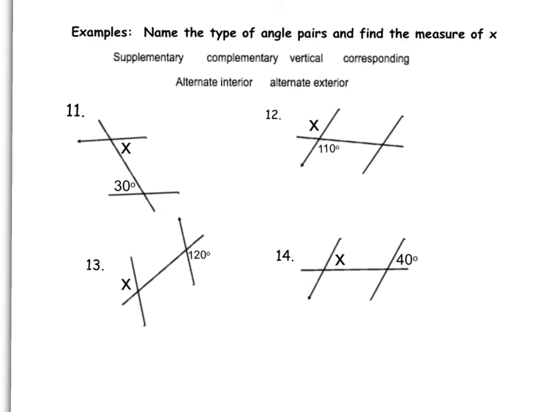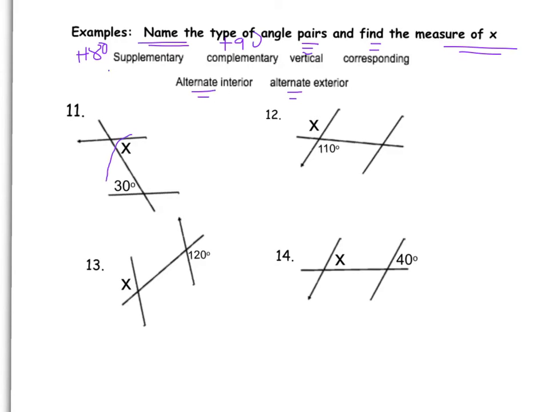So now we're going to do some practice with naming and also finding the angle measure given what we know. Supplementary, remember they add to 180. Complementary, they add to 90. Vertical are the same or congruent. Corresponding, they're the same or congruent. Same with alternate interior and alternate exterior.